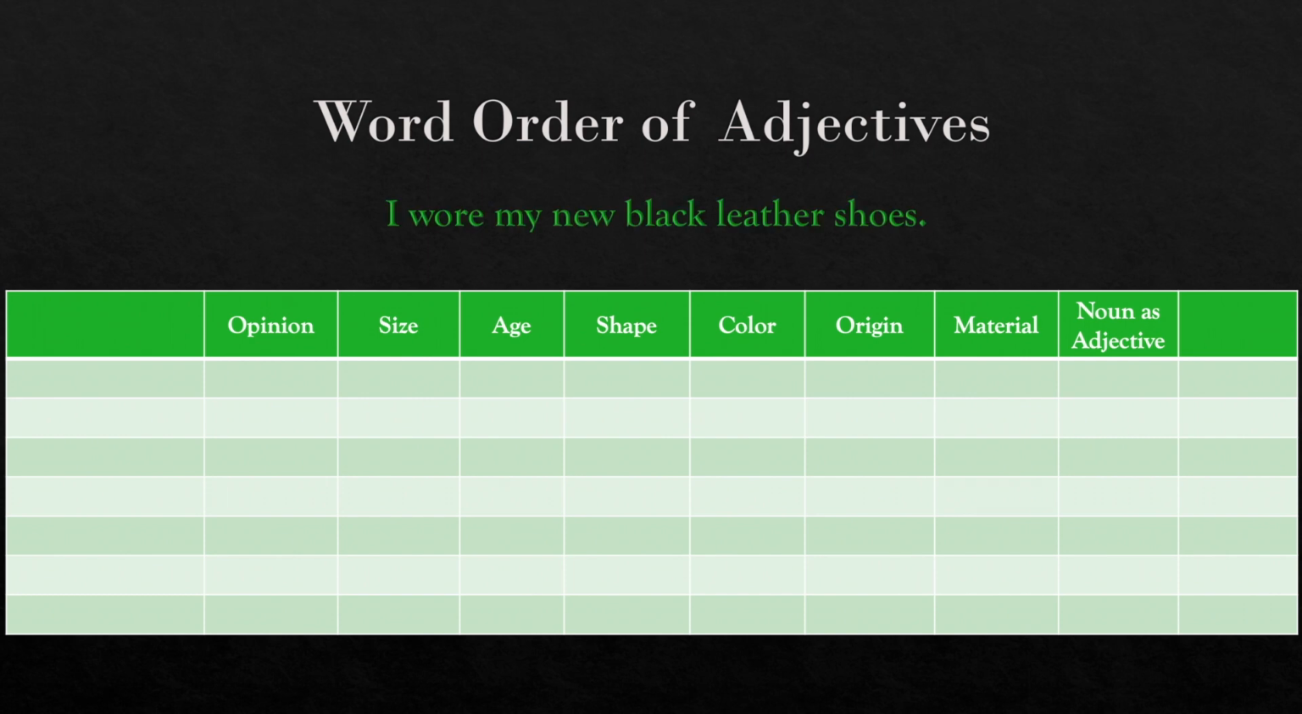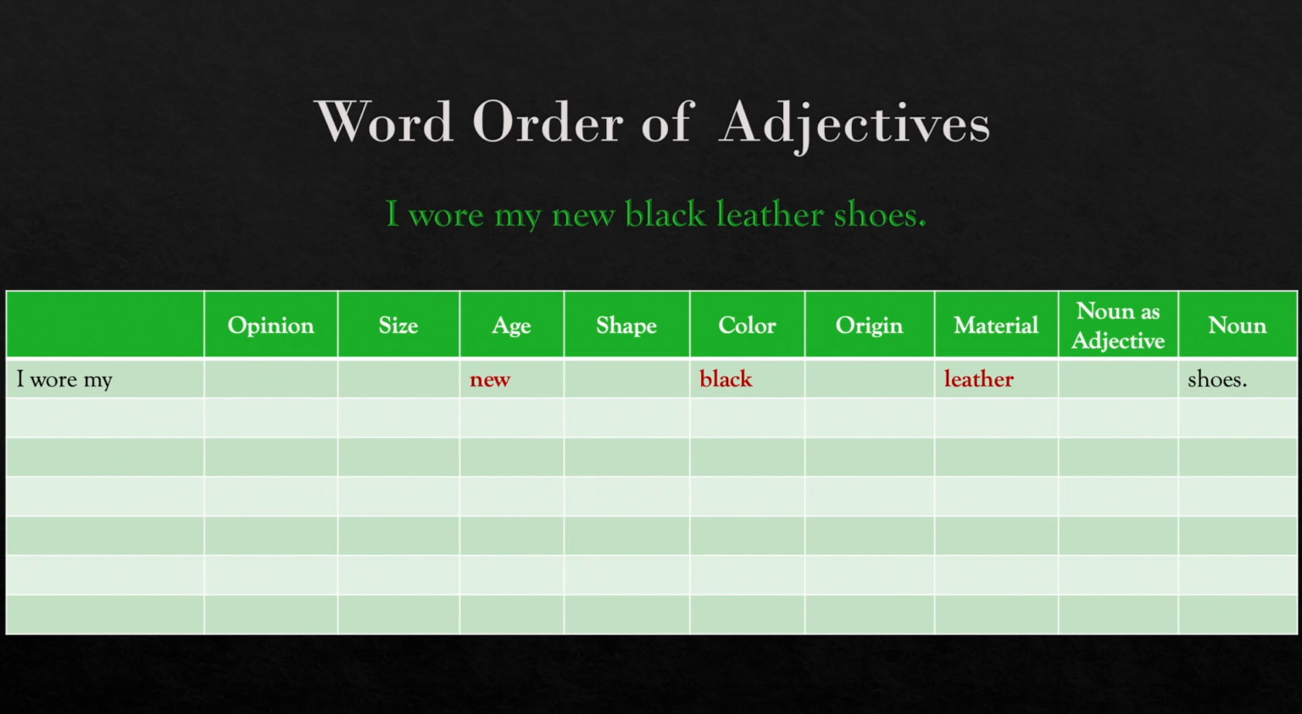I wore my new black leather shoes. We'll put in the first part of the sentence, I wore my, and the noun at the end of the sentence, which is shoes. As you can see, we have 3 adjectives, new, black, and leather. New goes in the age column. Black goes in the color column. And leather is the material, so it goes in the column for material. It's what my shoes are made of.